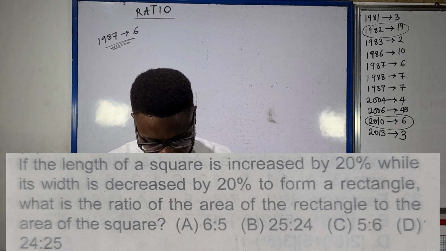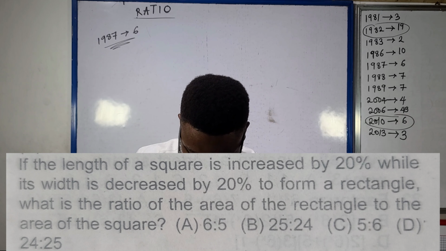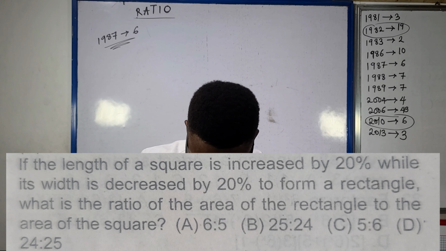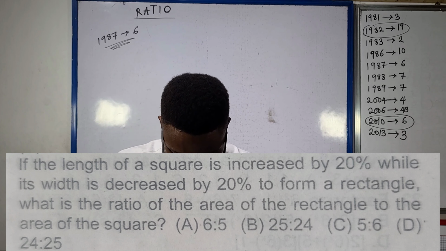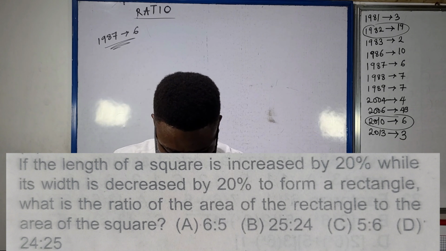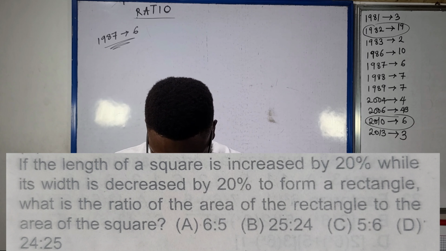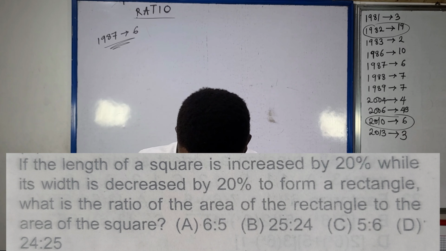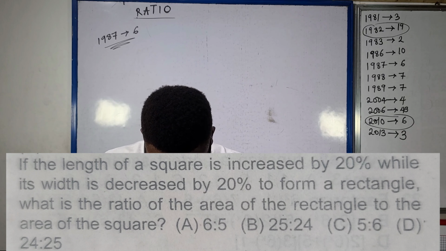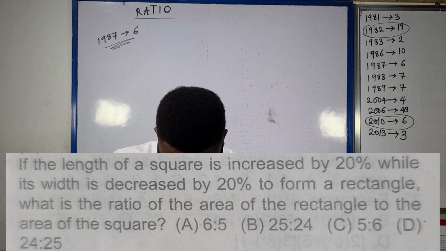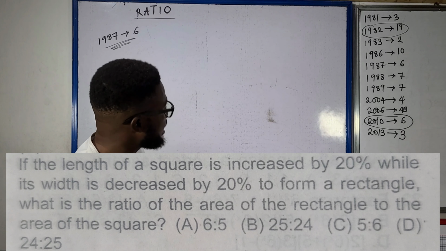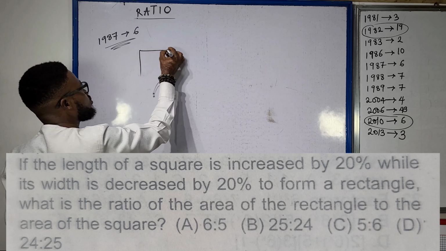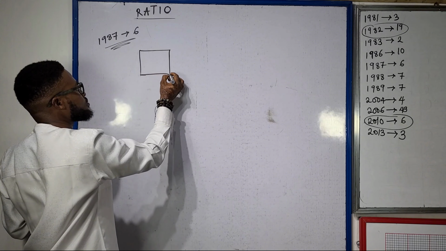Moving on, the next question is 1987 question 6. It says, if the length of a square is increased by 20% while its width is decreased by 20% to form a rectangle, what is the ratio of the area of the rectangle to the area of the square? Look at it. Let's have a square. We have a square before.